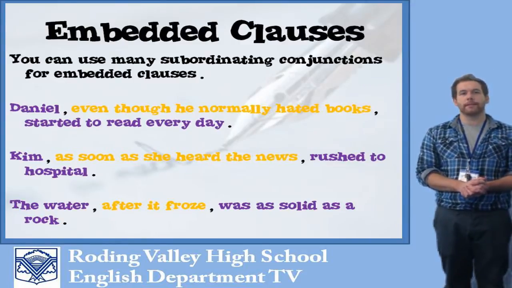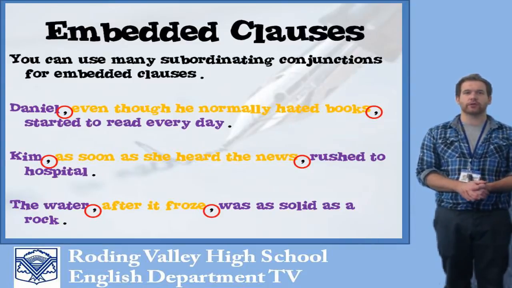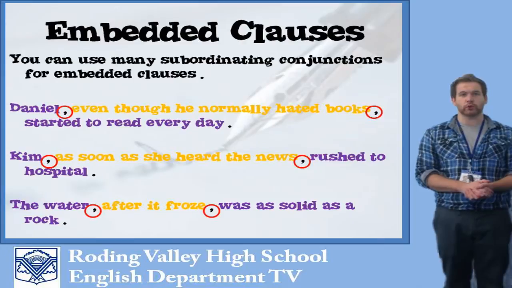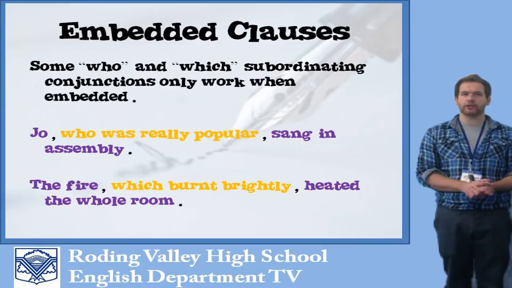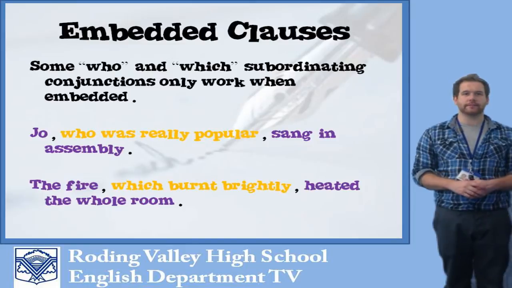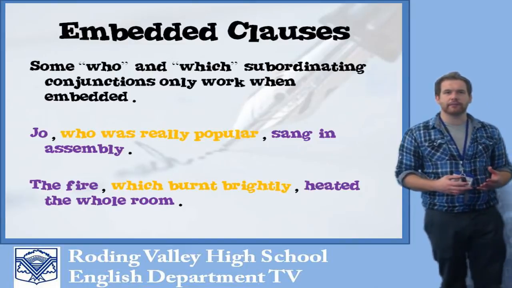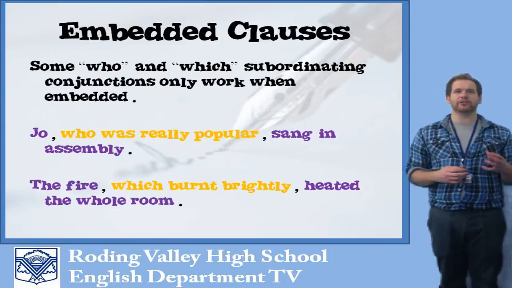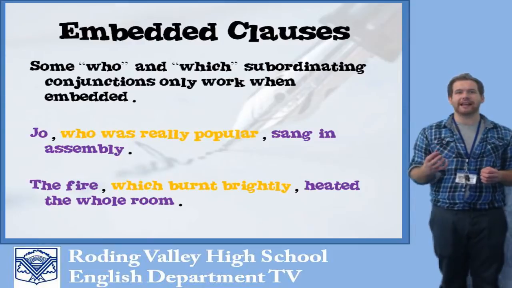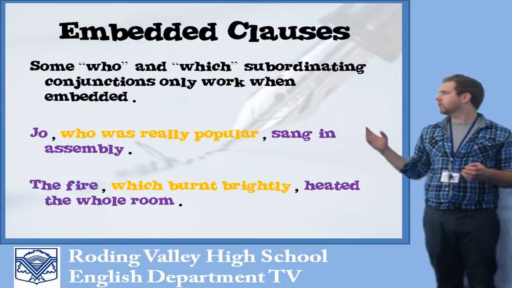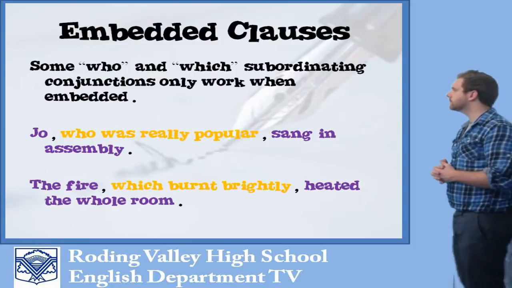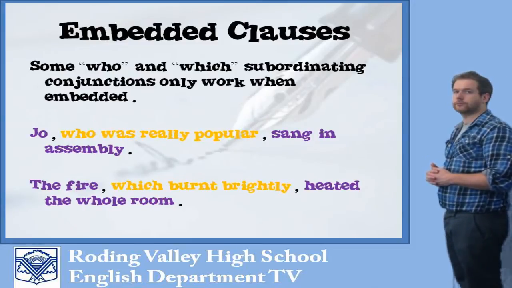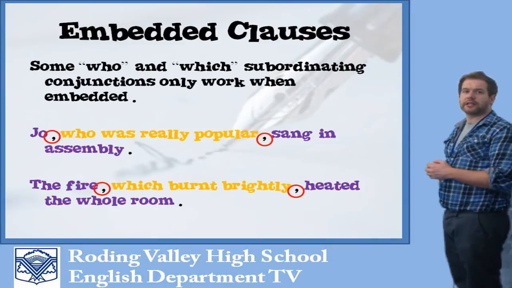Again, please take note how they are punctuated with commas either side of the subordinate clause. Some who and which subordinating conjunctions work only when embedded. So if you think about it, "Joe sang in assembly was really popular" is not good usage. The information "was really popular" has to be next to who it is about. So take a look at the other examples. And again, just to point out how the sentences are punctuated.